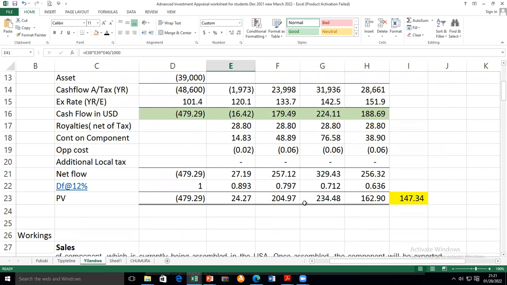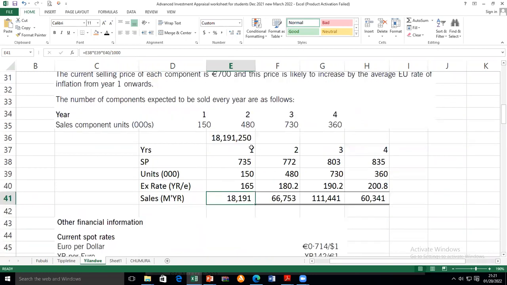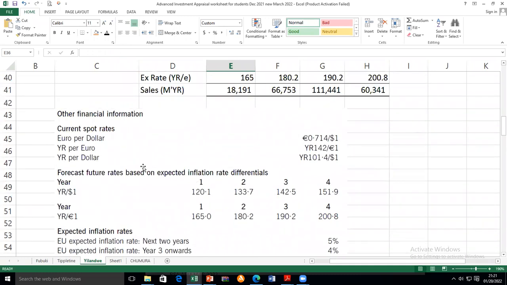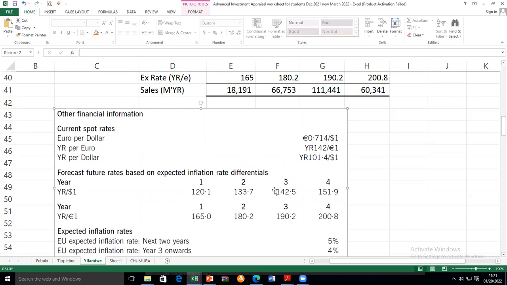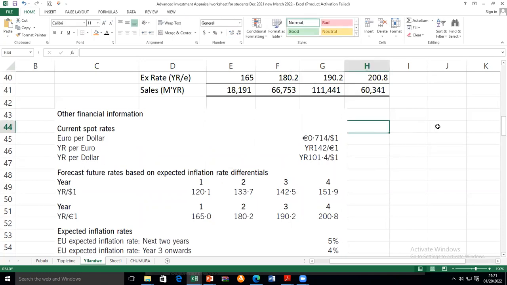Okay, thank you. Let us talk about this item which students always have a challenge with. How do you move from the spot rate to the forward rate? We can use inflation rate differential or interest rate differential.